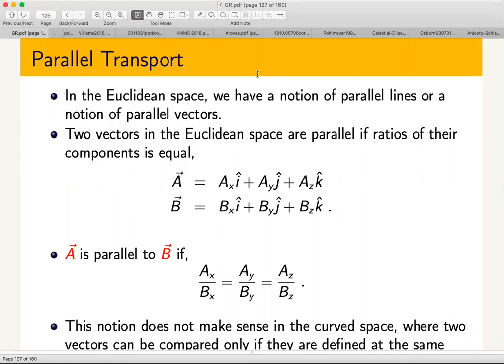In the last class, we started discussing parallel transport. And so let me just do a quick recap of that.